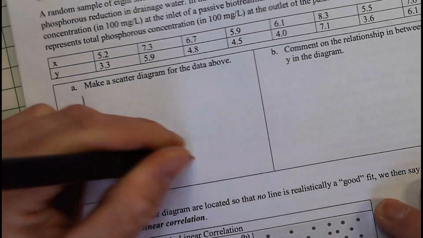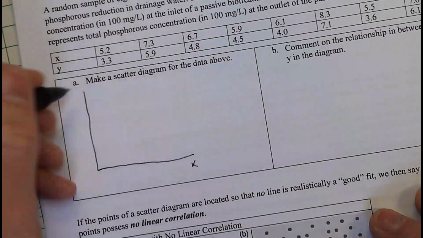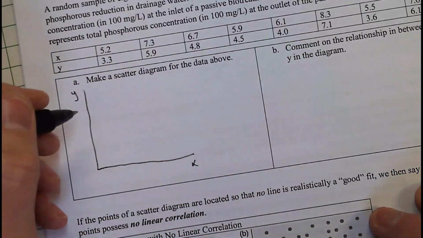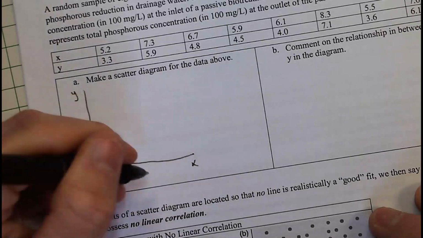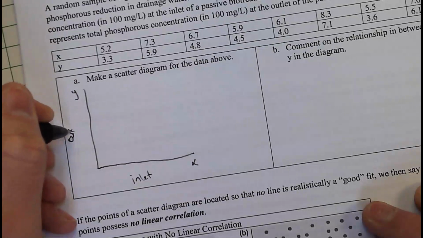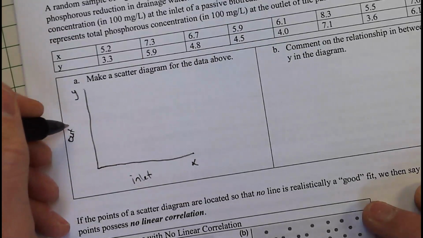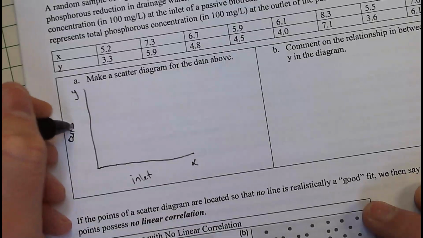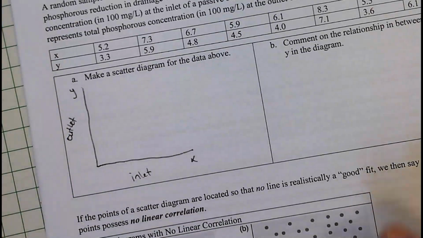Okay, so I've got my X and my Y. My X is my inlet. My Y is my outlet here. And you're not going to have to construct these. You'll just have to match them. So you can do this in your calculator. You could also do this by hand.